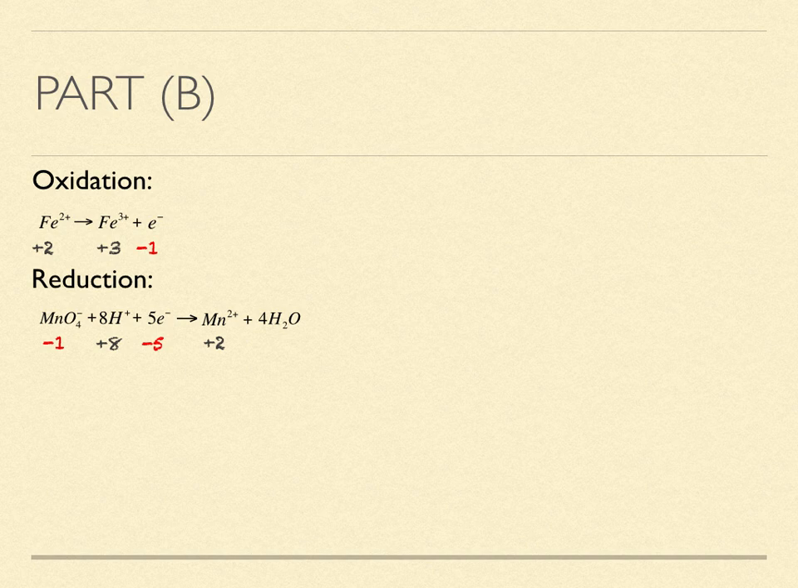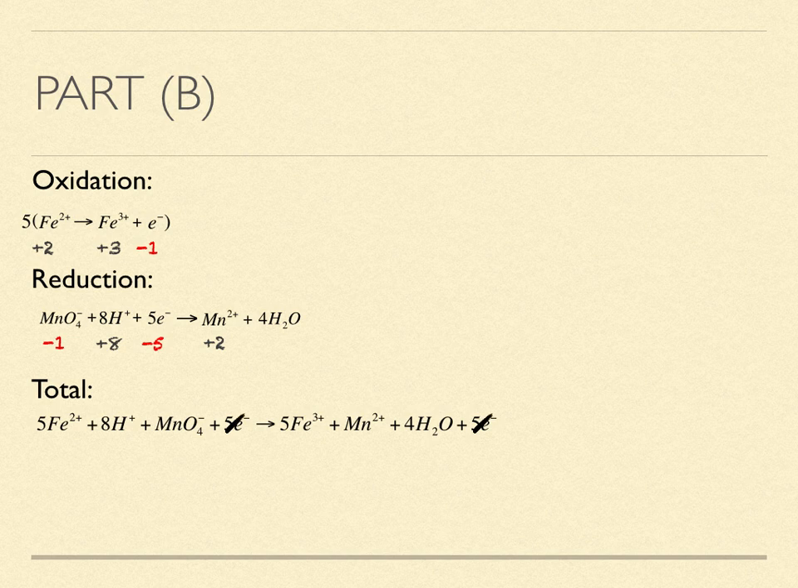Now, to balance the overall redox reaction, we need the same number of electrons in both the oxidation and reduction half reactions. To accomplish this, we can multiply both the reactants and products of the oxidation by a factor of 5. So now, adding together the reactants and products of both half reactions and canceling the electrons, we obtain the overall redox reaction.